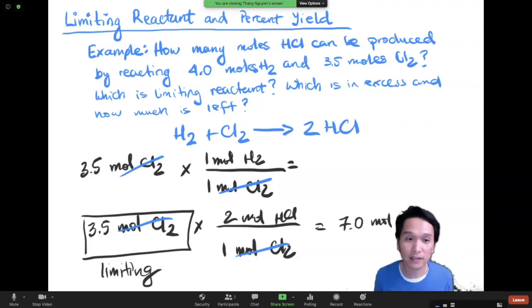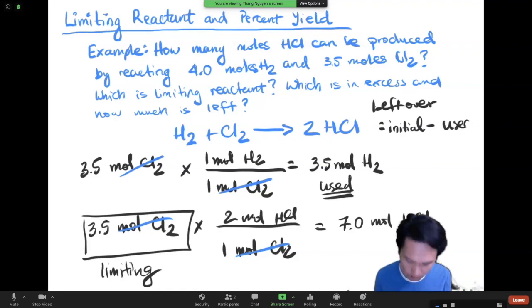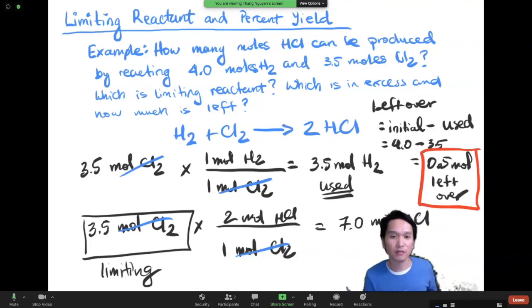Doing our calculations here, we can see that you have used up 3.5 moles of hydrogen gas, right? So that calculation tells us how much was used. So the question is, how much remains? Well, what's left over? To figure out what's left over, we just take the original amount minus the amount that was used. So 4.0 in this case minus 3.5, which comes out to be 0.5 moles left over. All right, so that's how you solve these kinds of problems.